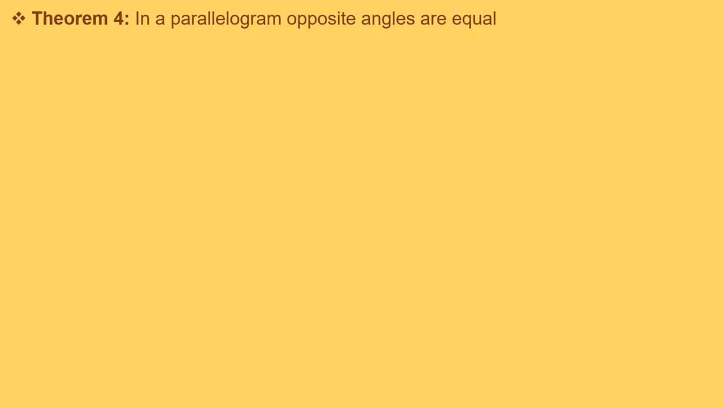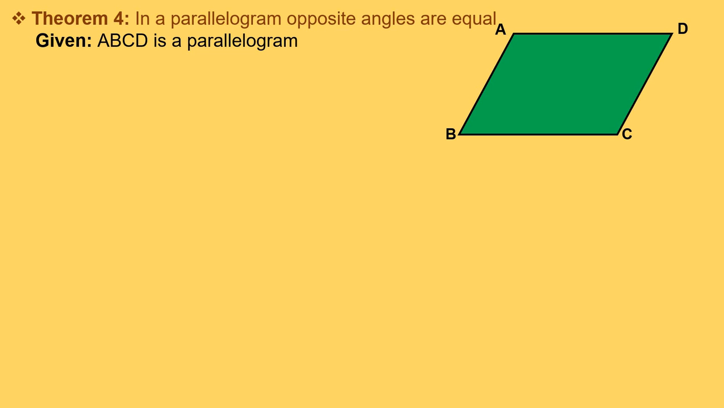Theorem 4. In a parallelogram, opposite angles are equal. So given ABCD is a parallelogram, we need to prove that opposite angles are equal. That is, angle A is equal to angle C and angle B is equal to angle D. Since ABCD is a parallelogram, we know that opposite sides are parallel. That is, AB is parallel to CD and AD is parallel to BC.